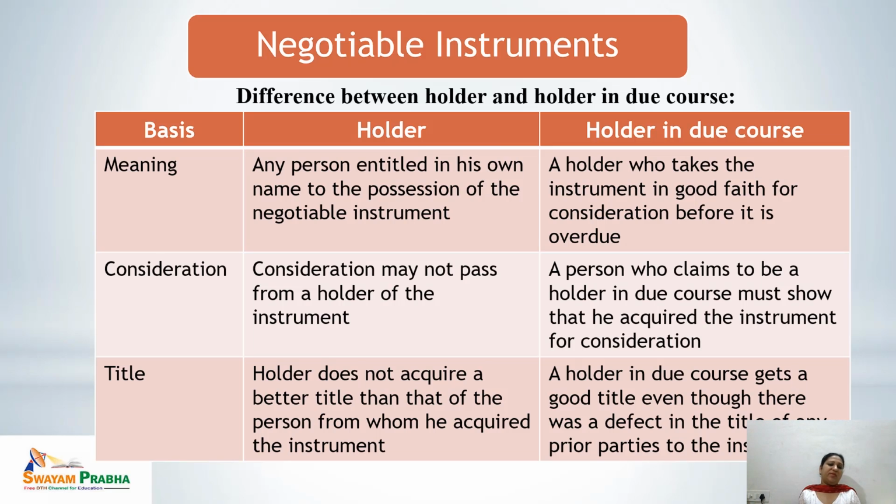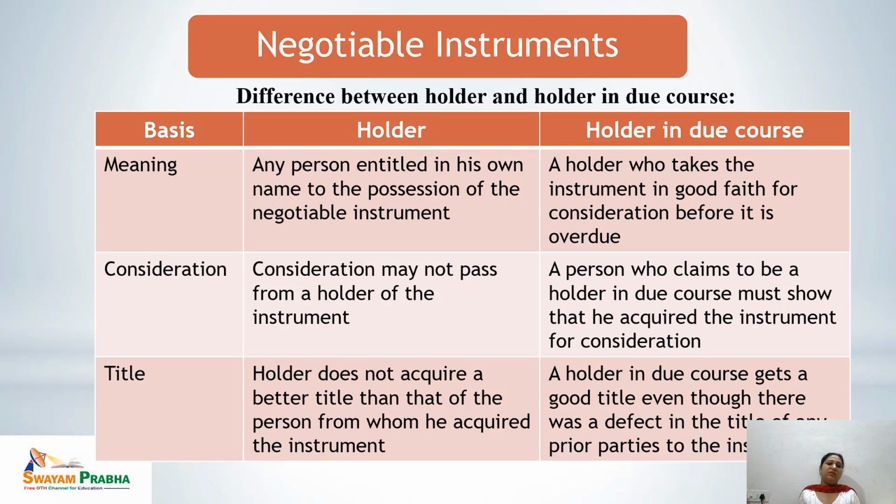Next point of difference is the consideration. In case of a holder, consideration may not pass from a holder of the instrument. But a person who claims to be a holder in due course must show that he acquired the instrument for some consideration. Consideration is the main important thing to become a holder in due course.